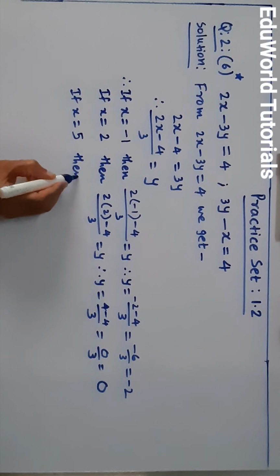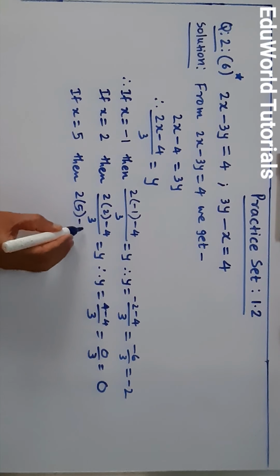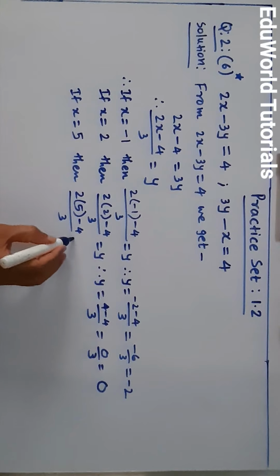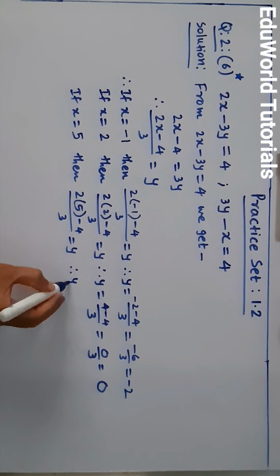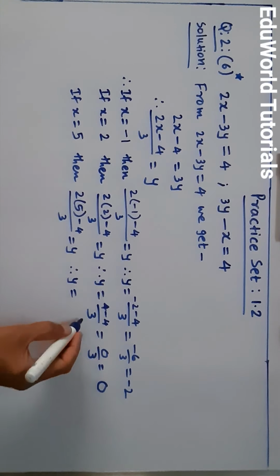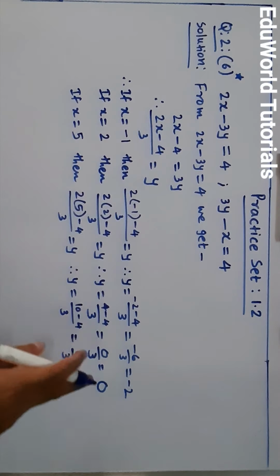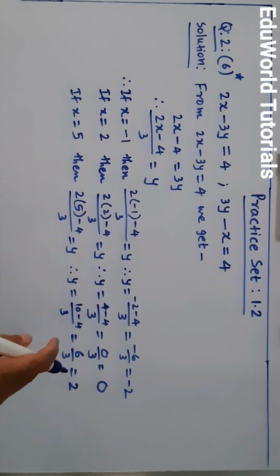Now if I take x equal to say 5, then what is the value of y? 2 into 5 minus 4 upon 3 is y. Therefore y will be equal to 5 twos are 10, 10 minus 4 is 6, 6 upon 3, that is equal to 2. Therefore I got 3 points for the equation 2x minus 3y equal to 4. At least 3 points are needed to be plotted.